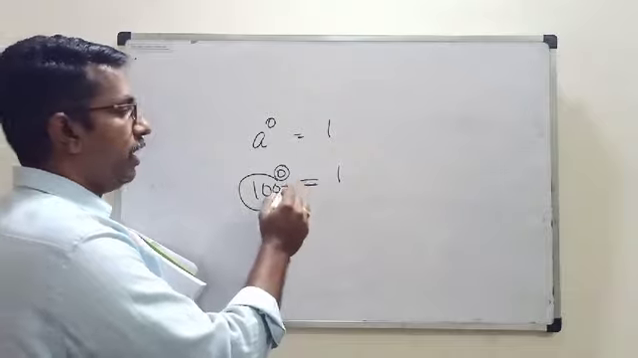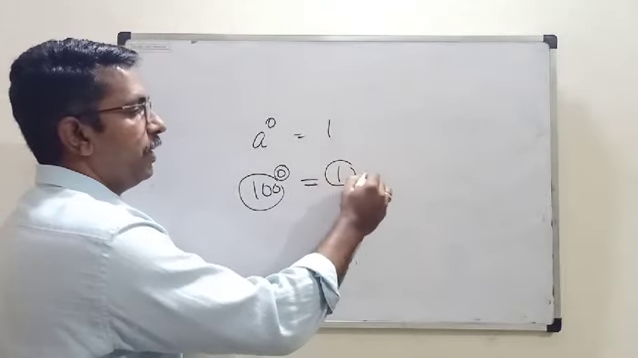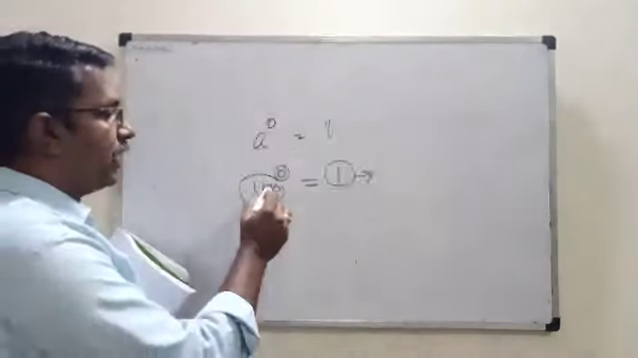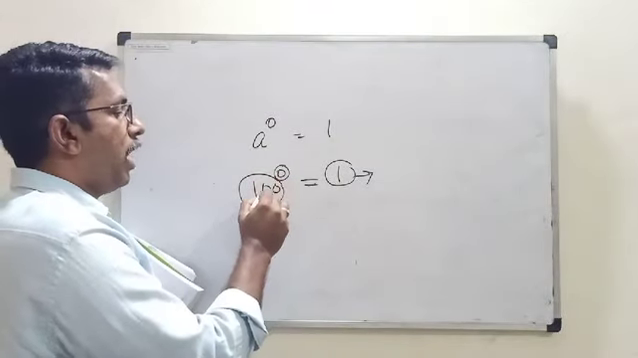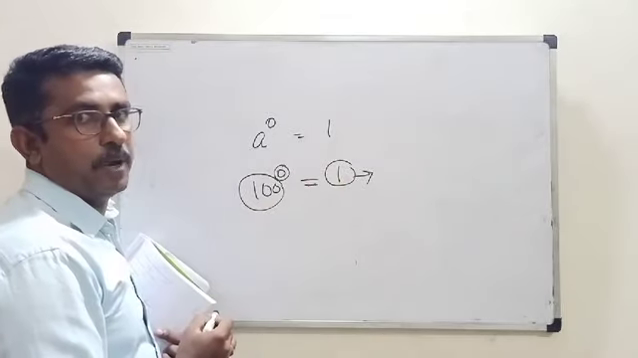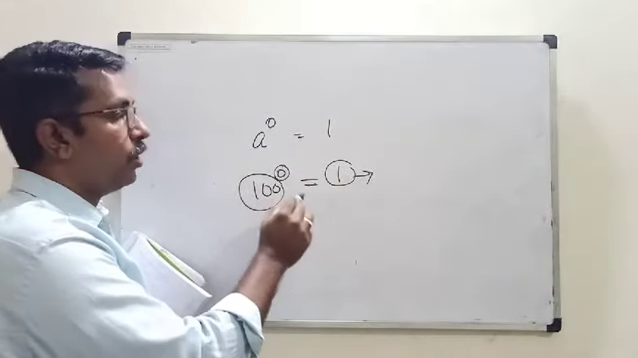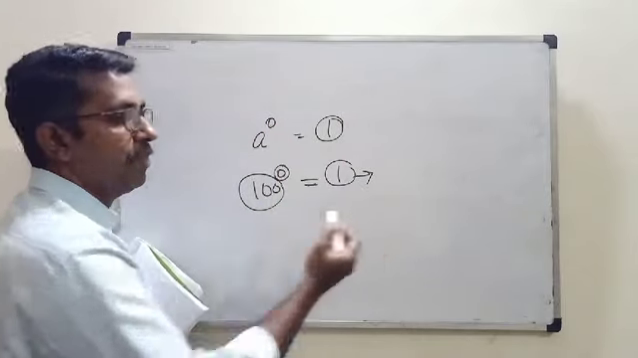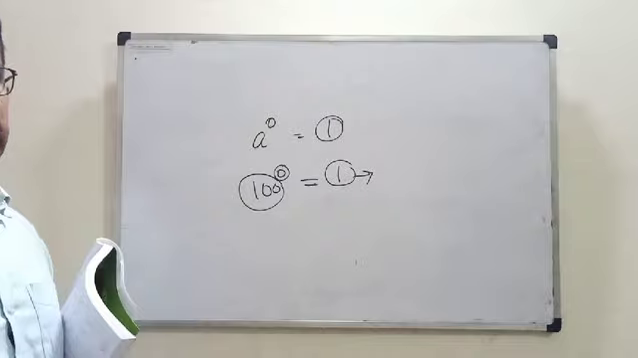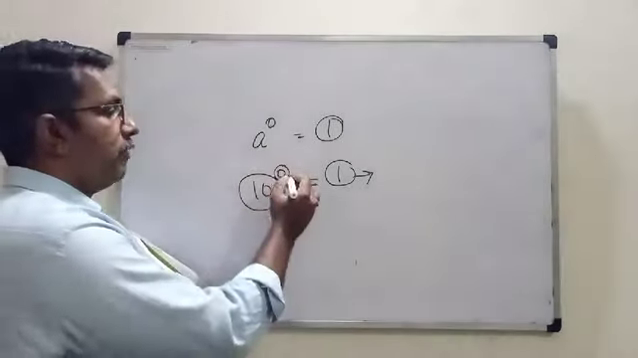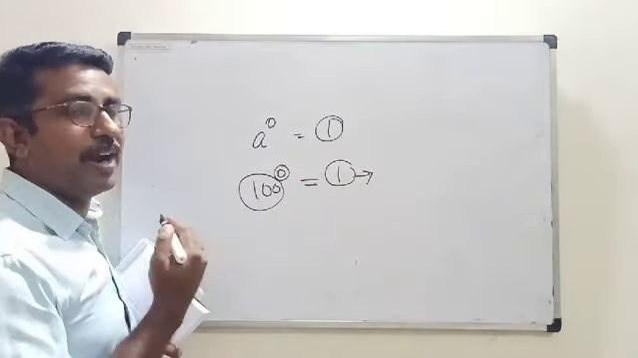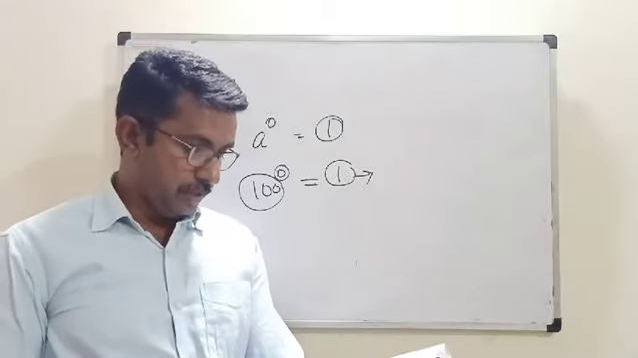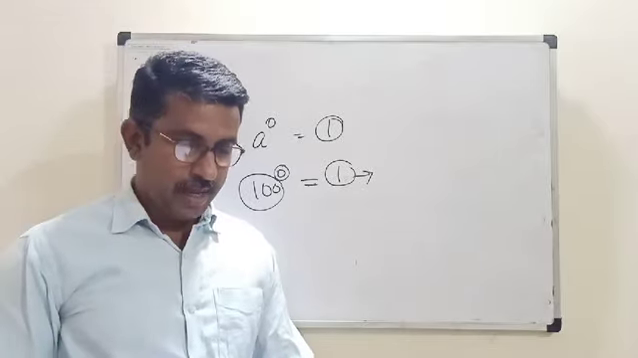This I will explain, how this 1 comes. This I will explain when we study laws of exponents. Okay, then I will explain how 100 to the power 0 has become 1. After studying laws of exponents, you will come to know why a to the power 0 is equal to 1, or 100 to the power 0 is equal to 1, or any number to the power 0 is always equal to 1. What is the reason? That would be explained when we study laws of exponents.